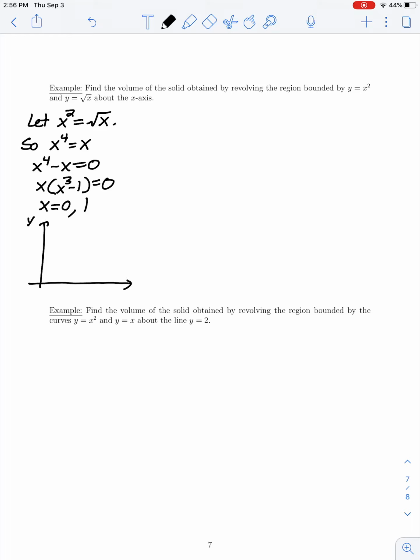So we found the x-coordinates for the points of intersection were at 0 and 1. Now let's find the y-coordinates for these points of intersection. So when x is 0, y, which is x squared, or square root of x, would also be 0. And when x is 1, y, which would be 1 squared, or the square root of 1, is also 1. Now the graph of y equals x squared is a parabola opening upward, passing through 0, 0, and 1, 1.